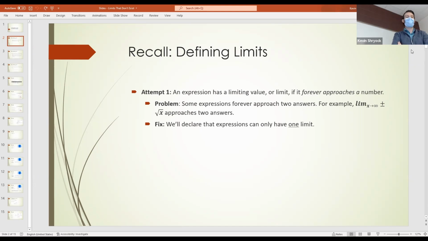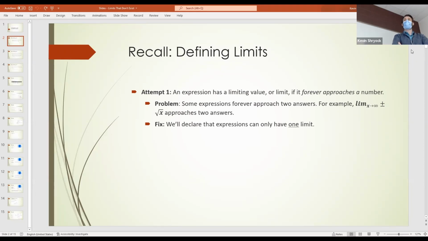So when we talked about limits here, for example, we said that an expression has a limiting value or a limit if it forever approaches the number. That is the concept. If you want a very simple definition for limits, to start the conversation from, this is it. It's what do I forever approach? And you're allowed to think of it that way. You're just not allowed to write it.